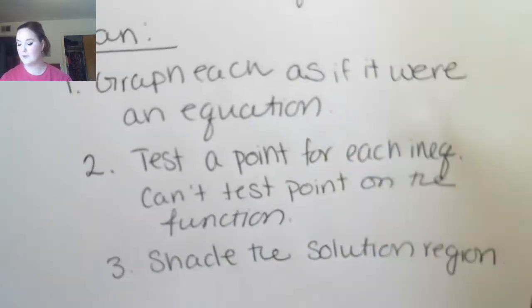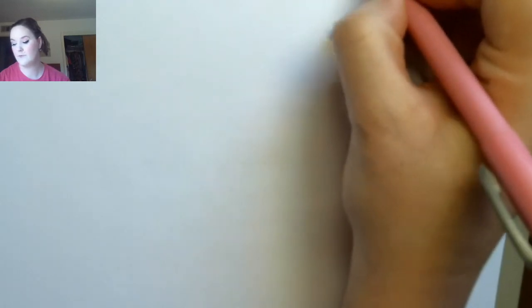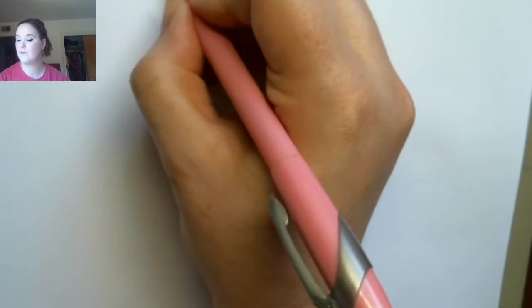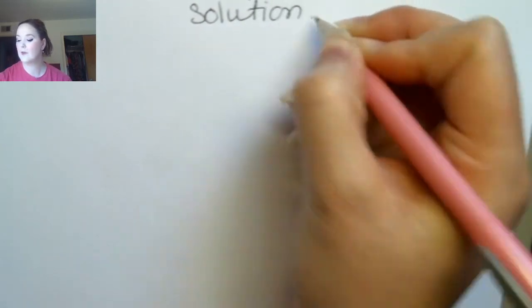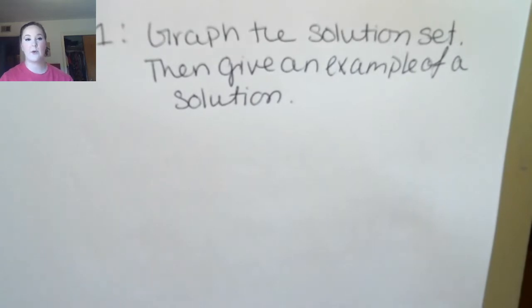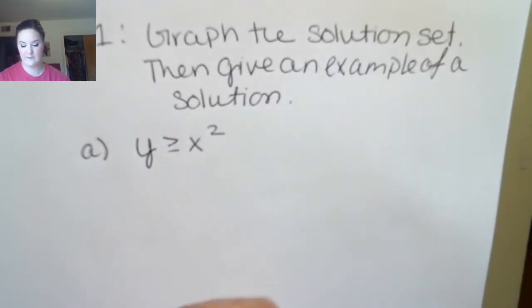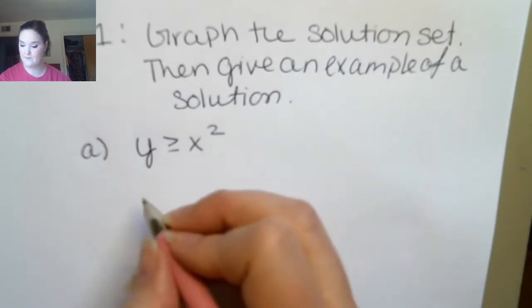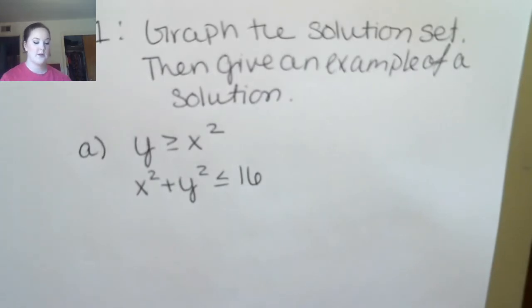Okay. All right. So let's see some examples. We're going to graph the solution set, and then we're going to give one example of a solution. Let's look at some of these. The first thing we're going to do is write each of these as an equation, and then we're going to graph them.